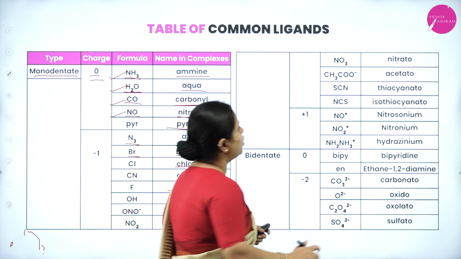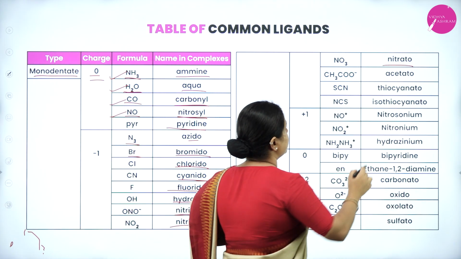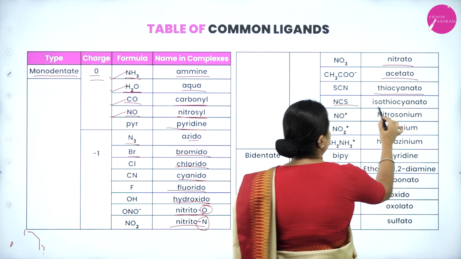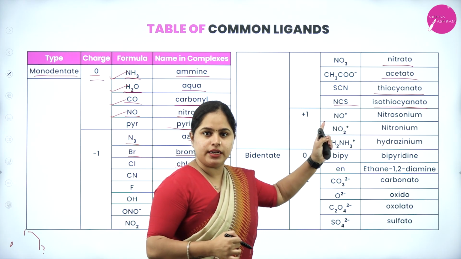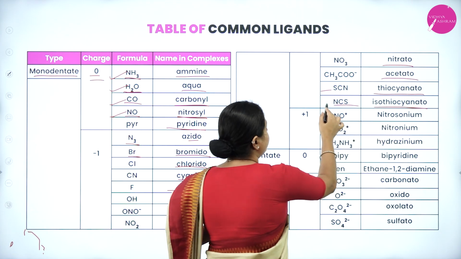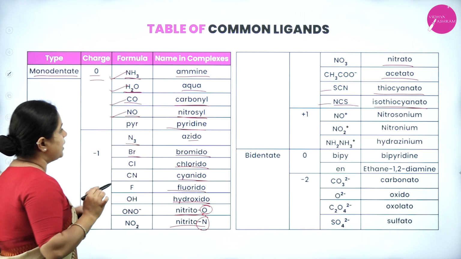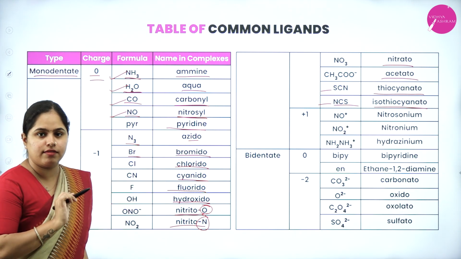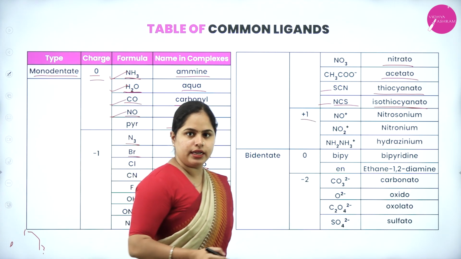Now coming on to NO3, it is called nitrato, and CH3COO minus, it is called acetato. SCN is called thiocyanato. NCS is called isothiocyanato. So even this is an example of an ambidentate ligand. If it is forming a bond with the sulfur, it is called thiocyanato. With the nitrogen, it is called isothiocyanato. So till here are the examples of monodentate ligands which are negatively charged, anionic, right?